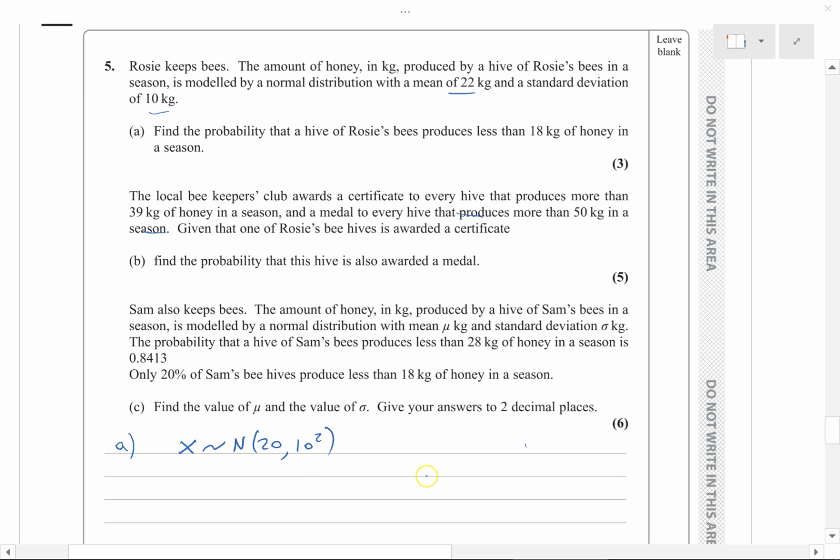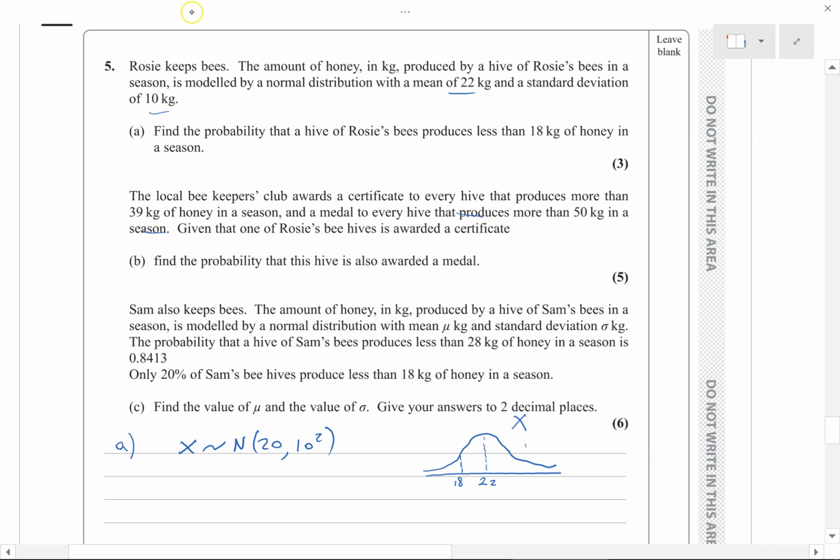I do think it's a good idea to draw lots of diagrams for your normal distribution questions. This one's just going to show my original X distribution, not the Z one, which we change it to in a moment. So the mean is 22, and what we're looking for is the probability of it being less than 18.